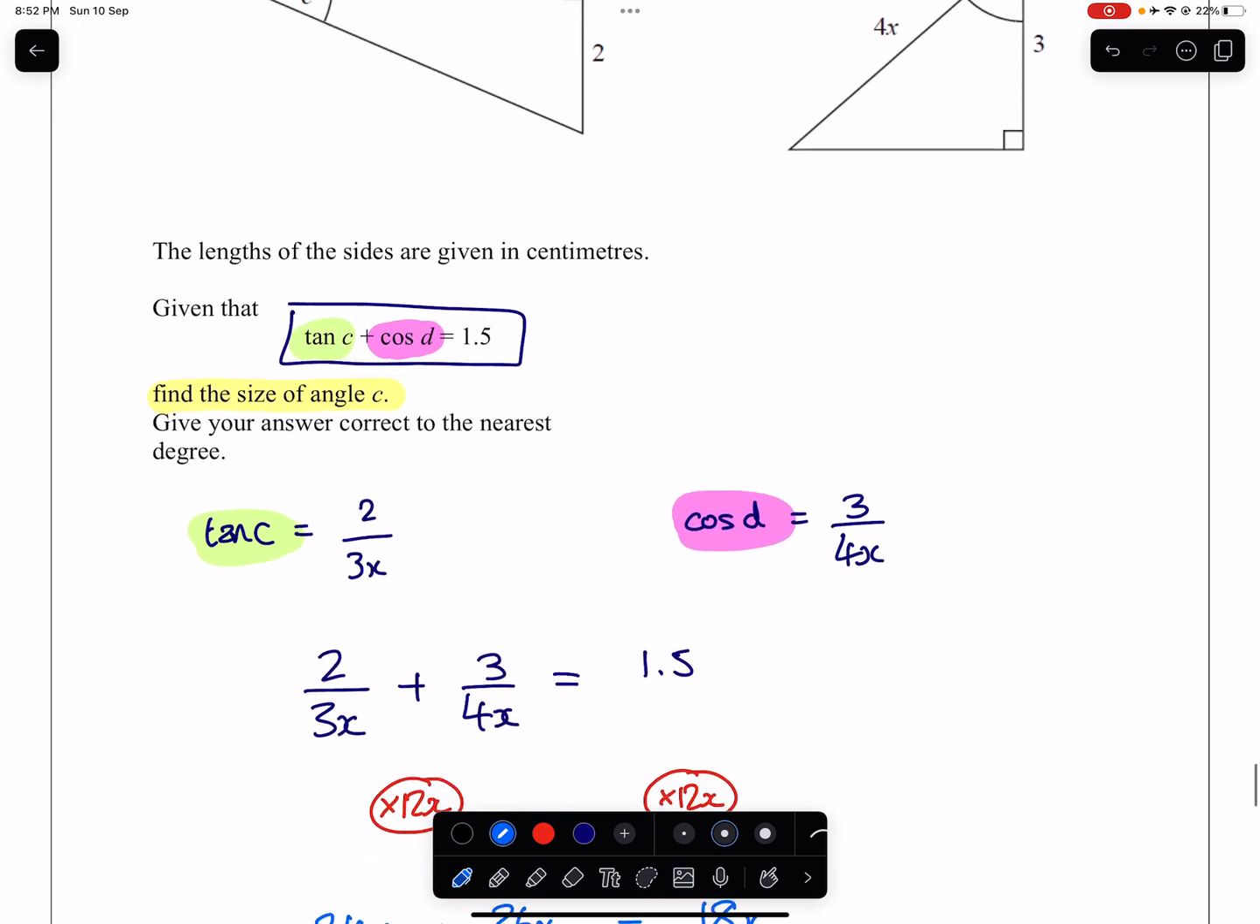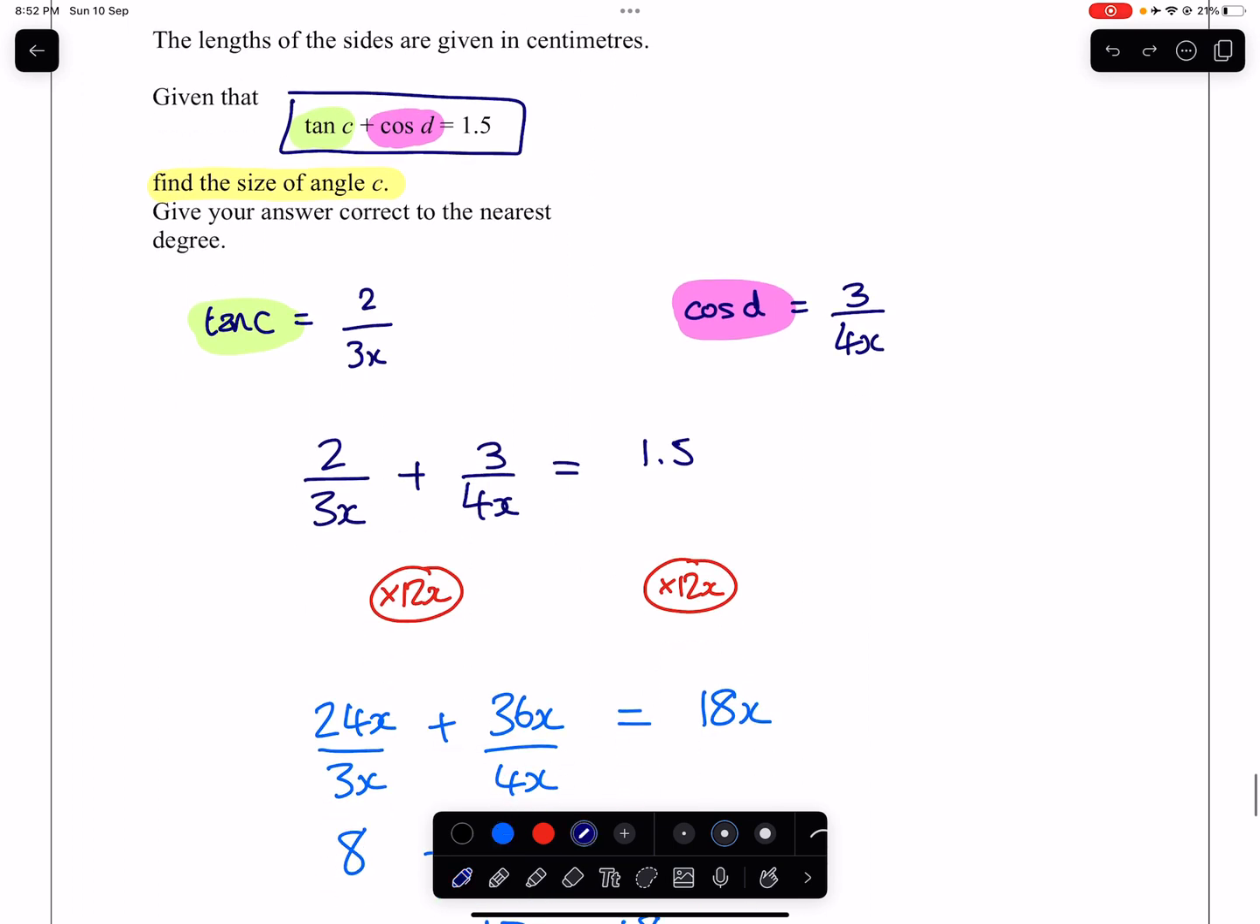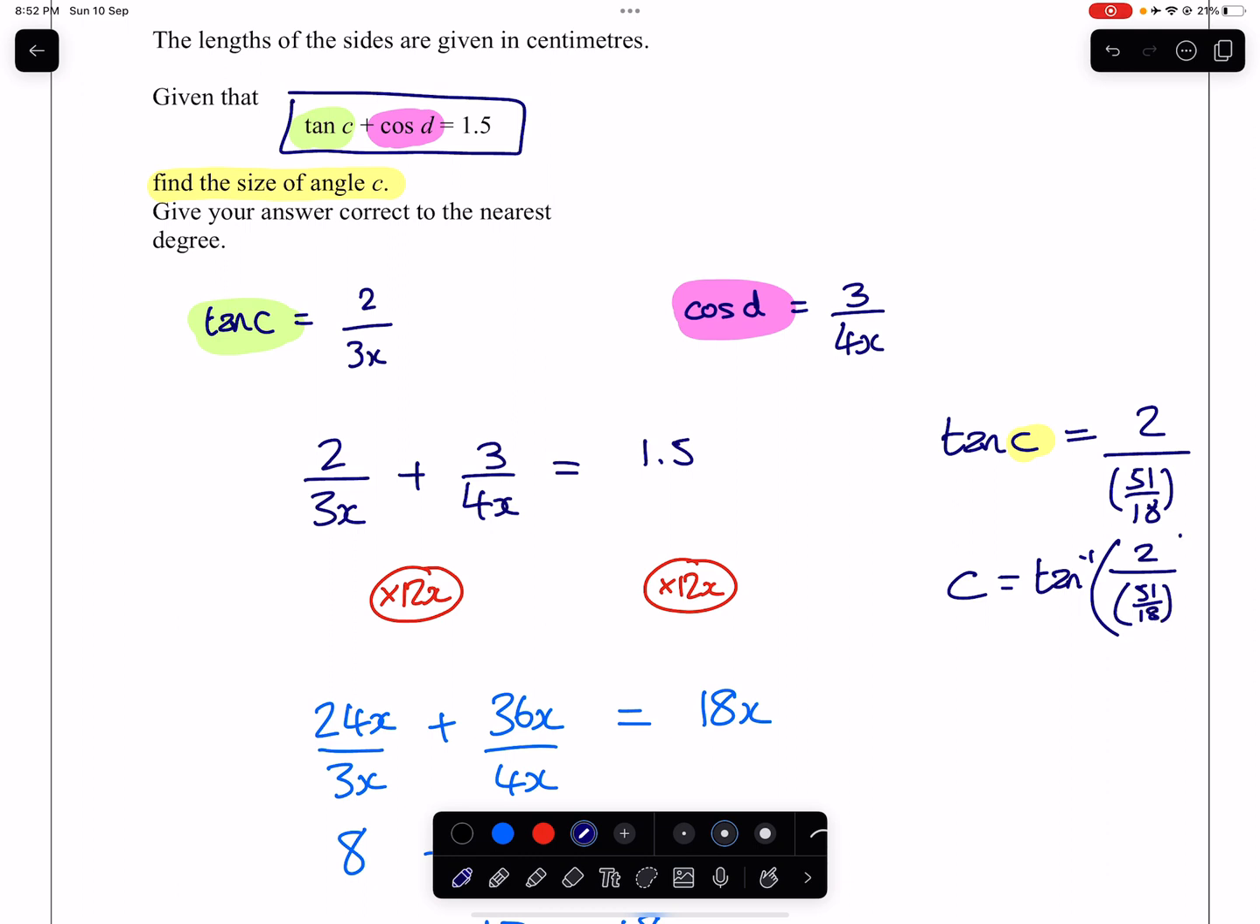From there, we can go back and technically use this formula. So if I quote tan of C is 2 over our 3x, which we've just figured out as being 51/18 in a bracket like so, just to make it a bit tidier. And in order to figure out the size of angle C, I'm going to inverse tan both sides. So C will be the inverse tan, shift tan, arc tan, whatever you want to call it, of 2 over 51/18. And that will give us our answer.